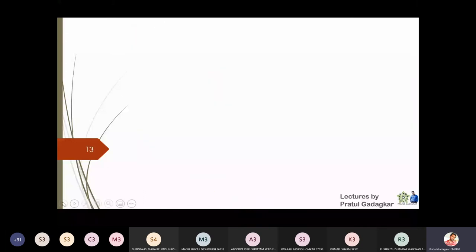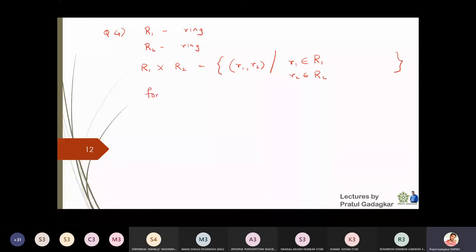So the fourth example is, R1 is given to be a ring, and R2 is also given to be a ring. Then R1 cross R2 will contain what type of elements? It will contain all pairs (r1, r2), where r1 is in R1 and r2 is in R2. This also forms a group with respect to which type of operations? Addition and multiplication component wise.